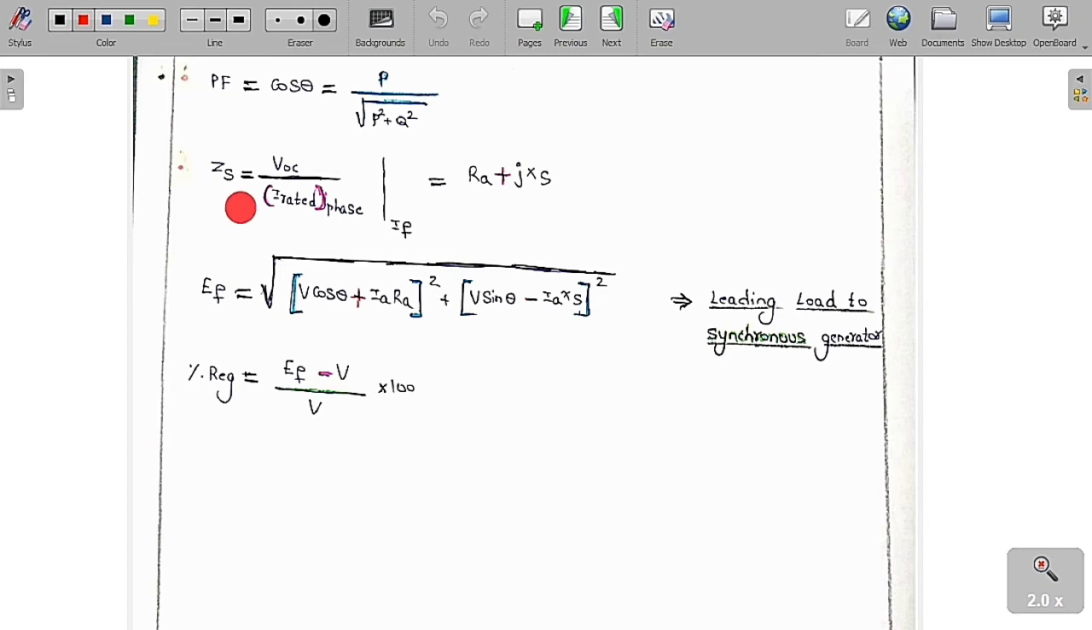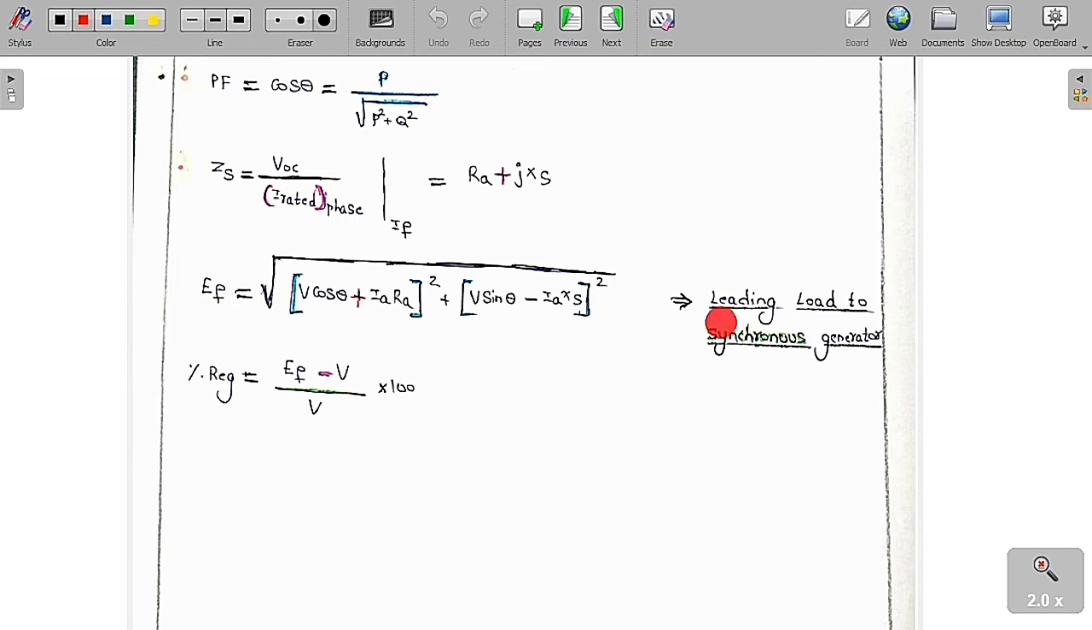So listen carefully. I have already told you ZS is called the synchronous impedance. It is basically the ratio of the open circuit voltage by the rated armature current, the per phase value, at a constant IF. So at the constant IF, we have to see the value of VOC and the value of the rated phase current, and take the ratio of these two to get the value of ZS. ZS is the ratio of the open circuit voltage by the rated armature current per phase, at a constant IF value. This is called Ra plus jXs.